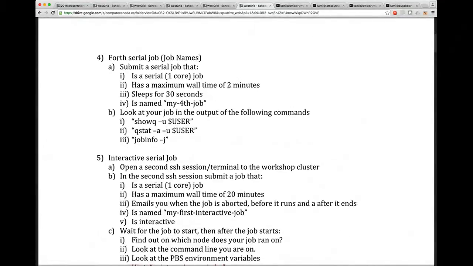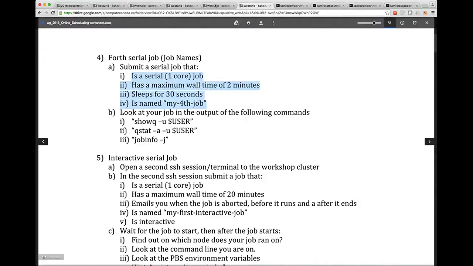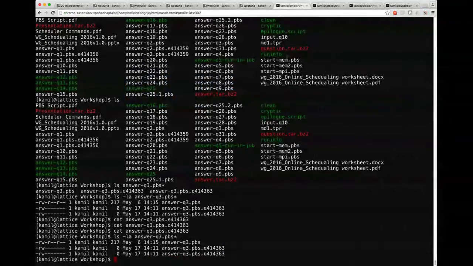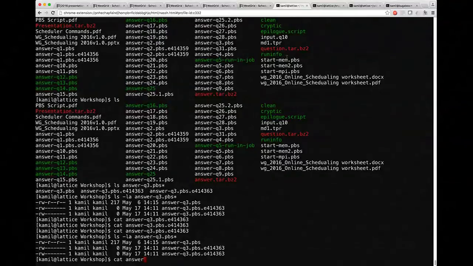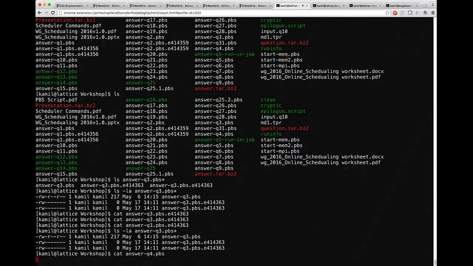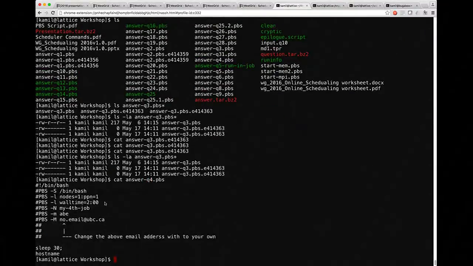So in our fourth example, it's pretty much the same thing as our other examples, except in this case, we're going to give our job a name. In this case, my fourth job. Basically, we give it by typing in that line. That will give you your job's name.